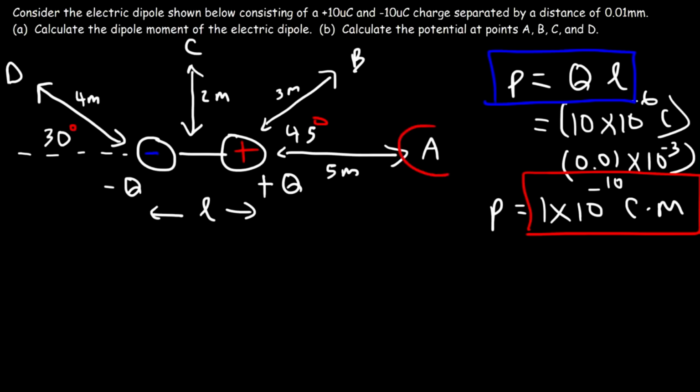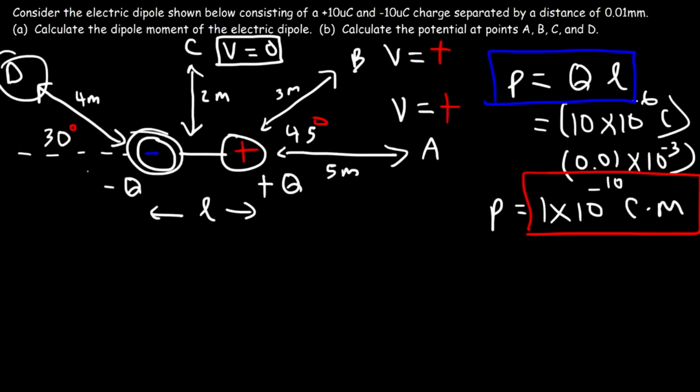Now, at point A, notice that it's closer to the positive charge than it is to the negative charge. So therefore, the electric potential at point A should be a positive value. Point B is still closer to the positive charge, so the electric potential at point B should also be positive. Now, notice that point C is equidistant from both charges, so the potentials should cancel, and it should be 0 at point C. At point D, it's closer to the negative charge, so the electric potential should be negative at point D.